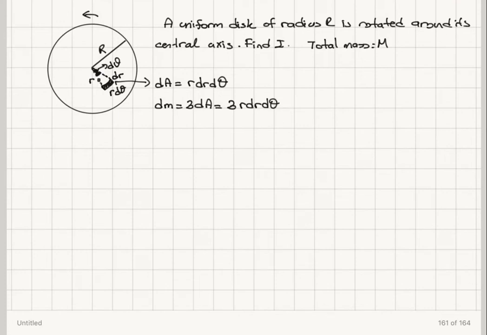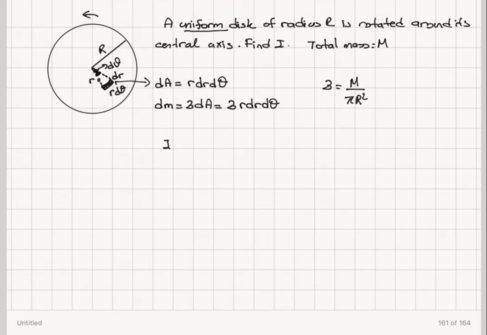And the other question I have to answer is, what is sigma? If it's a uniform distribution of mass, this is the total mass divided by the total area, pi R squared, where capital R is the radius of the disk.